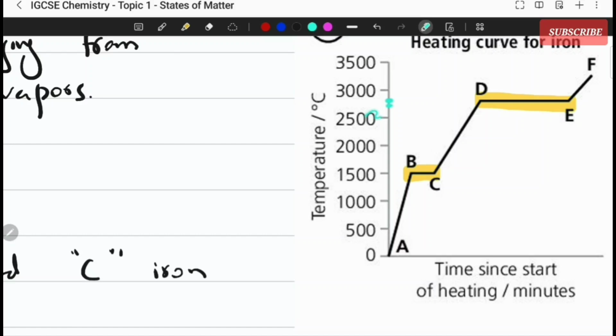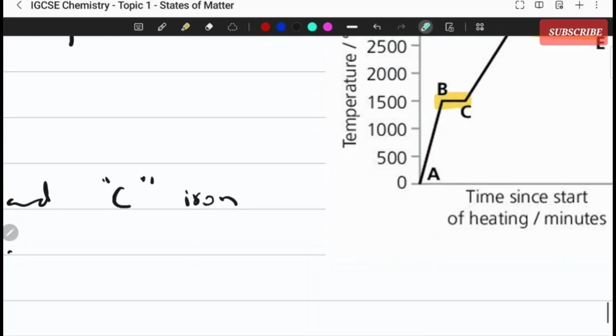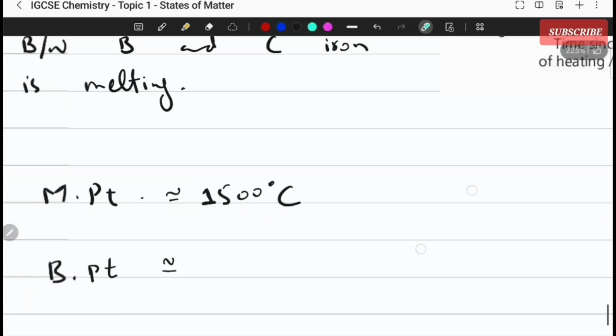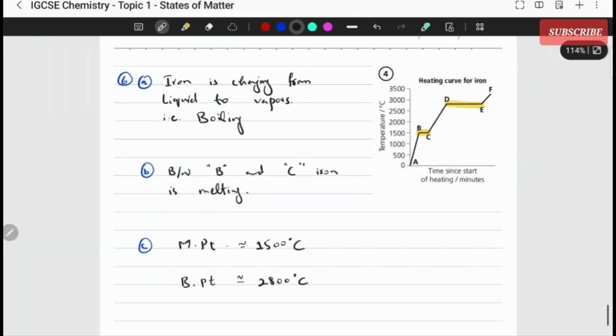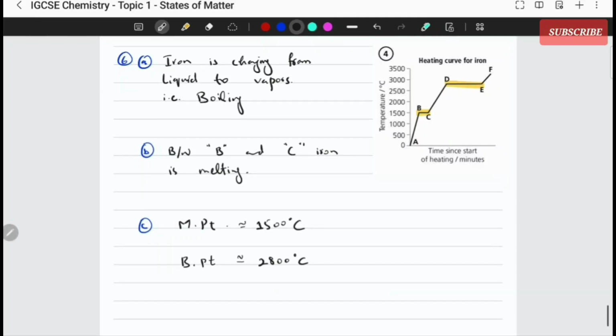So that should be 2750, roundabout 2800, looking at this graph. Almost 2800 degrees Celsius. Obviously I have not memorized their melting and boiling points, and you don't have to memorize them either. If they give you a graph like this, you can look at the graph, use a ruler, find out the exact value or closer to that, and give the approximate answer.